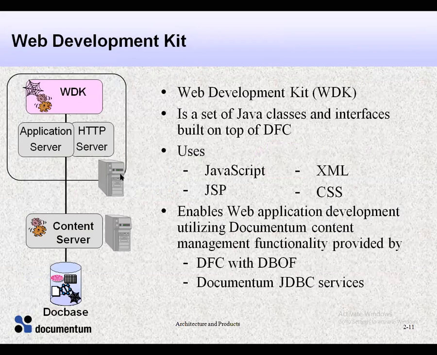There are two types of servers, like web server and application server. Sometimes the application server interacts with, let's say, D2. D2 is connected with the content server, the end user interacts with D2, and D2 internally interacts with the content server. D2 is deployed on the application server or the HTTP server.